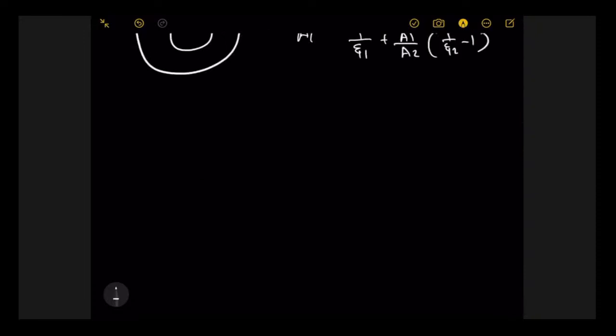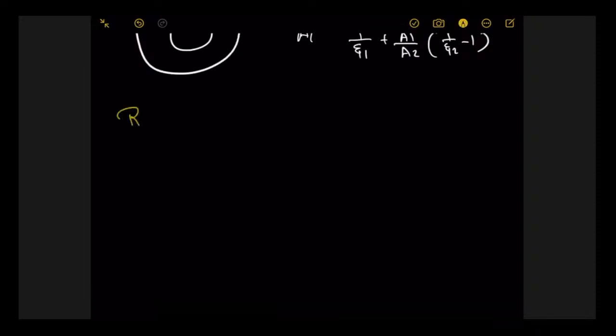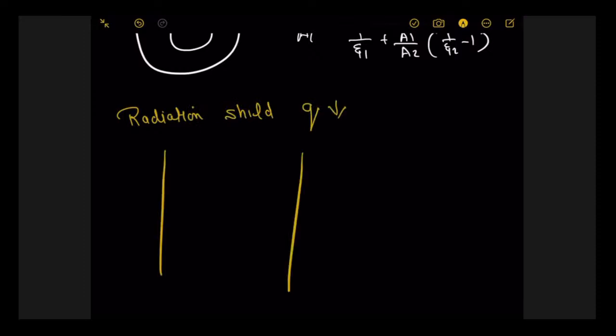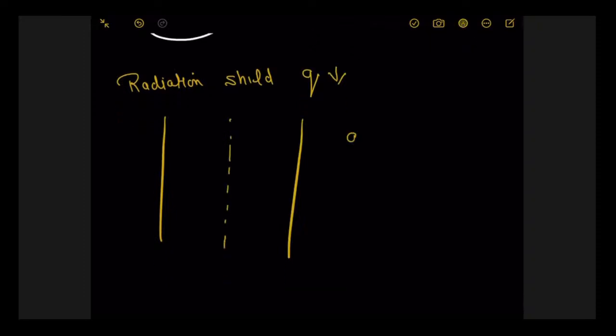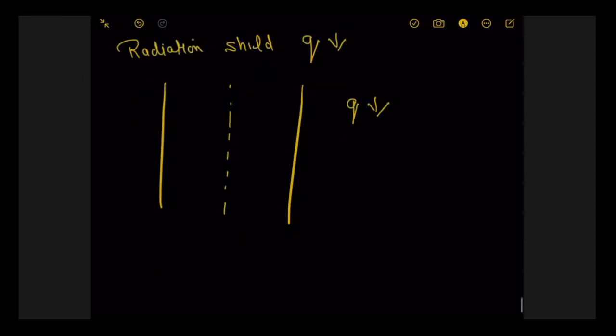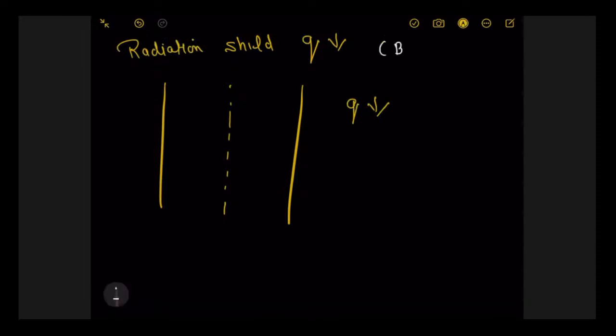Now we will see radiation shield. From the name itself, you can judge that a radiation shield is to decrease the value of Q. So when you have two plates, in between we will insert one plate, and this one plate will reduce the Q. So radiation shield for black bodies, it will be like this.